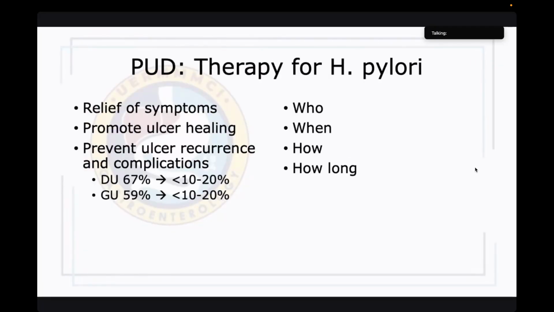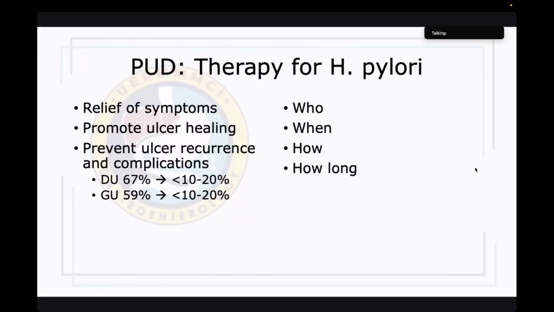H. pylori is the most common risk factor for peptic ulcer disease. And giving PPIs alone will eliminate the symptoms, yes. It will even promote ulcer healing. But if you don't eliminate the cause, which is the H. pylori bacteria, then chances are the condition will just recur. This happens in 67% of duodenal ulcers and 59% of gastric ulcer patients when the organism is not eliminated.